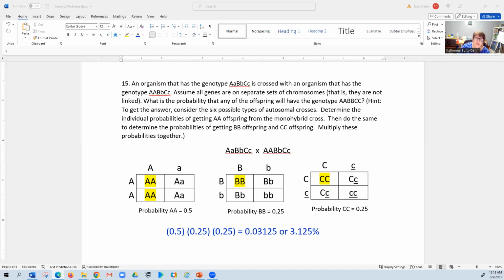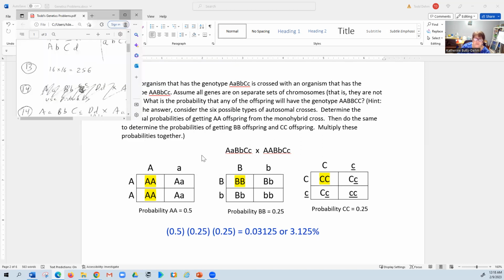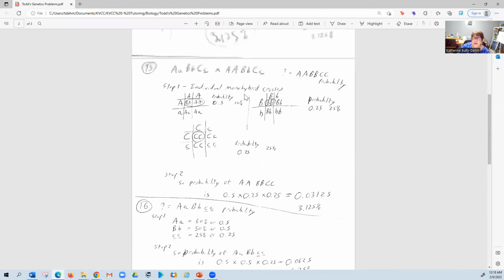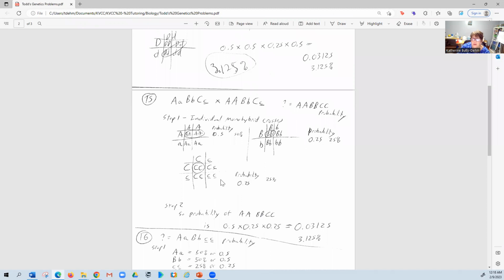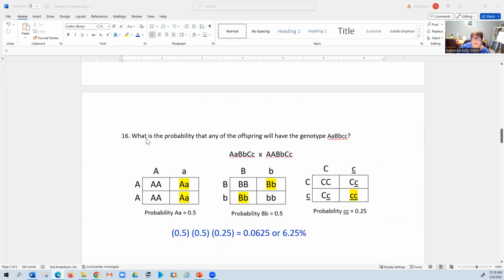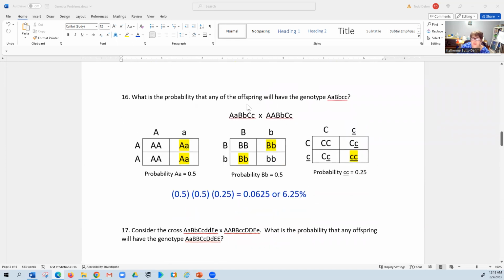And then we can double check, that's number 15. Todd's 14 was the same, and his 15 is the same answer as mine. Now we go to 16. What is the probability that any of the offspring will have the genotype big A, little a, big B, and little c?